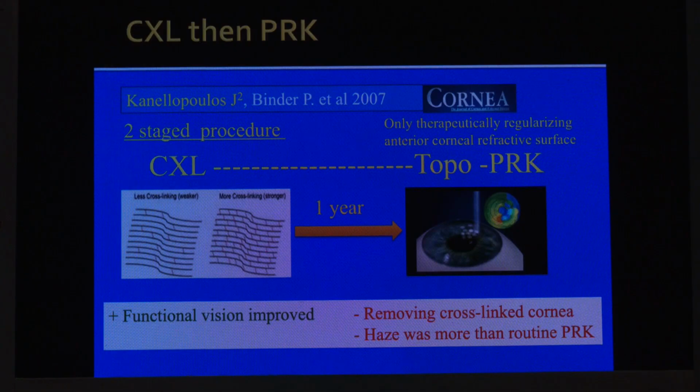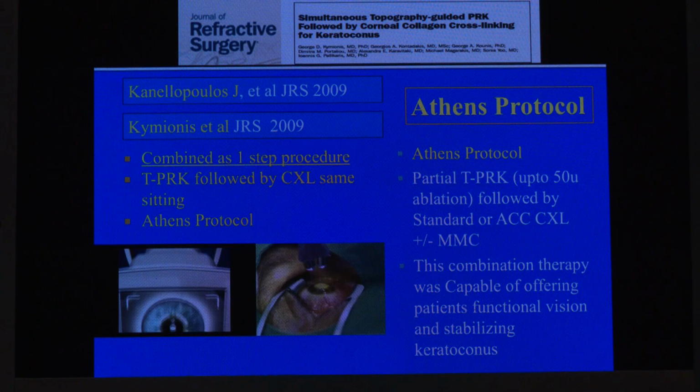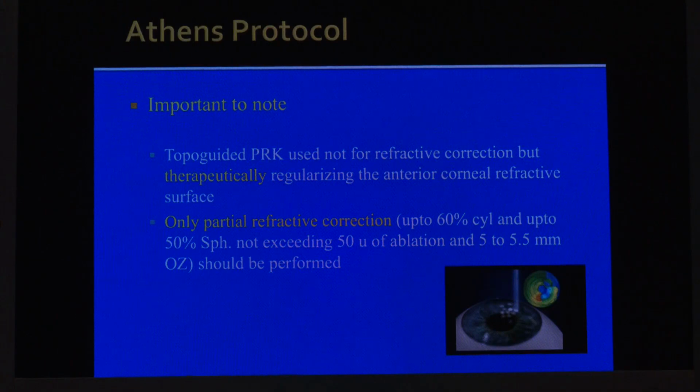But in this process, they saw that the haze was higher. They were already removing a cross-linked cornea. Therefore, Kymionis et al. from our group and again Kanellopoulos, both the teams published in the same journal, in the same issue, a new approach. This is called the Athens protocol, in which we combine the topography guided PRK along with the cross-linking in the same sitting, so that we can give them the functional vision as well as still retain the stability of the cornea, with or without the use of mitomycin C.